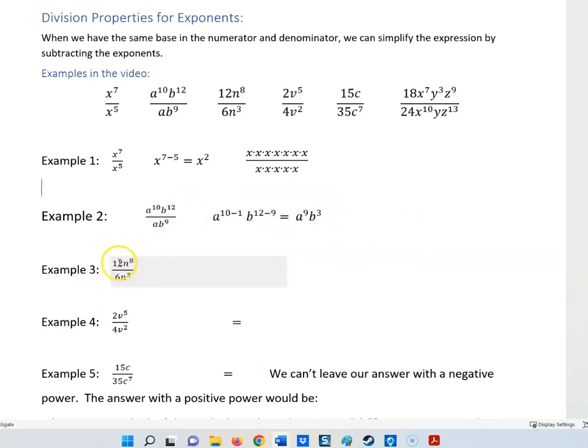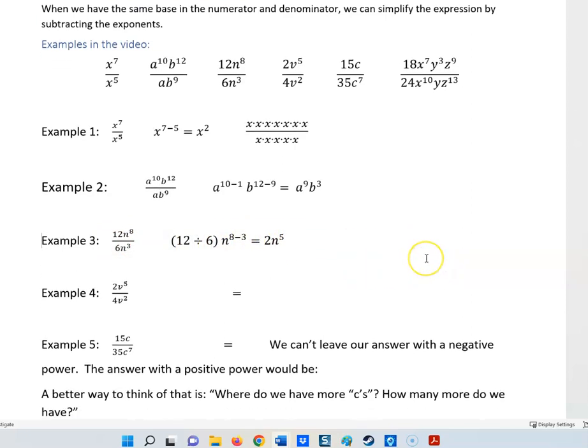You could also have numbers as well as variables that you're working with here. That's not a problem. You want to think of that as 2 separate parts as well. So I would be thinking of this as 12 divided by 6. And then separately, I would be thinking about where do I have more n's and how many more. You can see that 12 divided by 6 is going to be 2. And then we have more n's on top by 5.